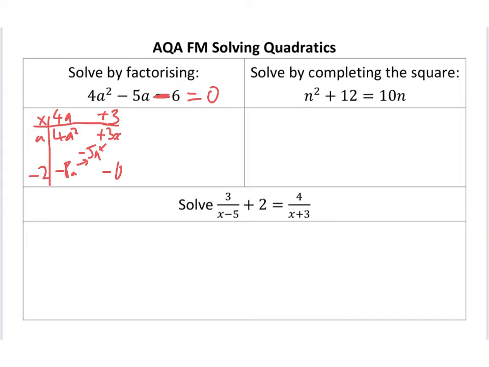But there's lots of different methods. I haven't got time to go through them all, so therefore I'll let you choose. That should be a, not x. So we end up with 4a plus 3 and a minus 2 equals 0. I haven't got room for the equals 0, unfortunately. So a equals minus 3/4 and 2.